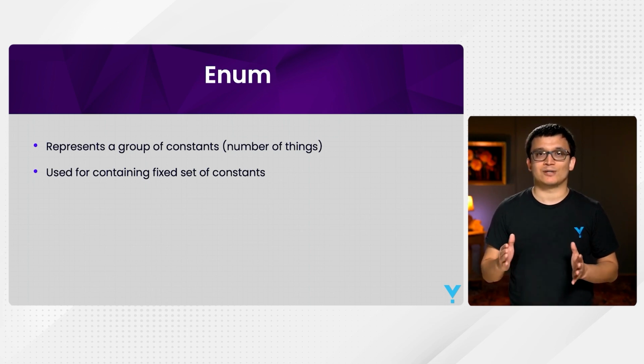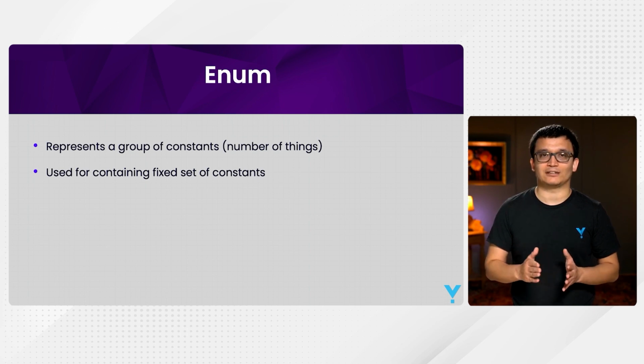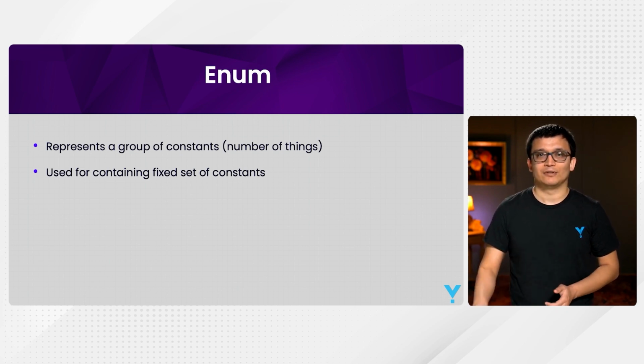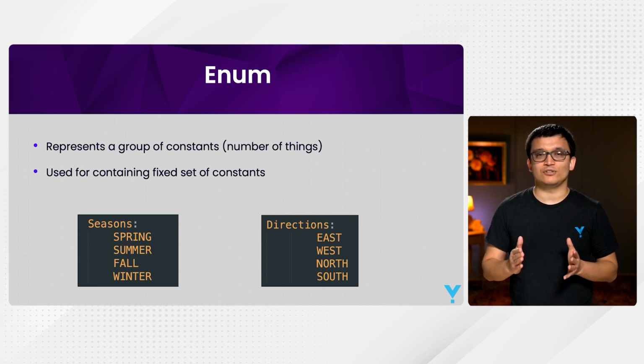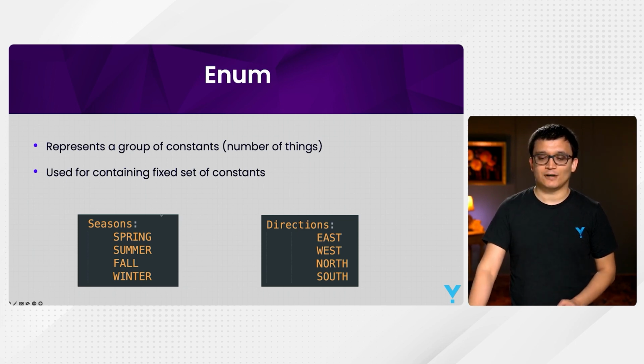Whenever you have a small set of constants that you need to store into a variable, we can use the enum as the data type, since enum is the special data type. For example, suppose that you need to declare a couple variables for the season names or directions. So there are 4 seasons, and there are 4 directions as well.